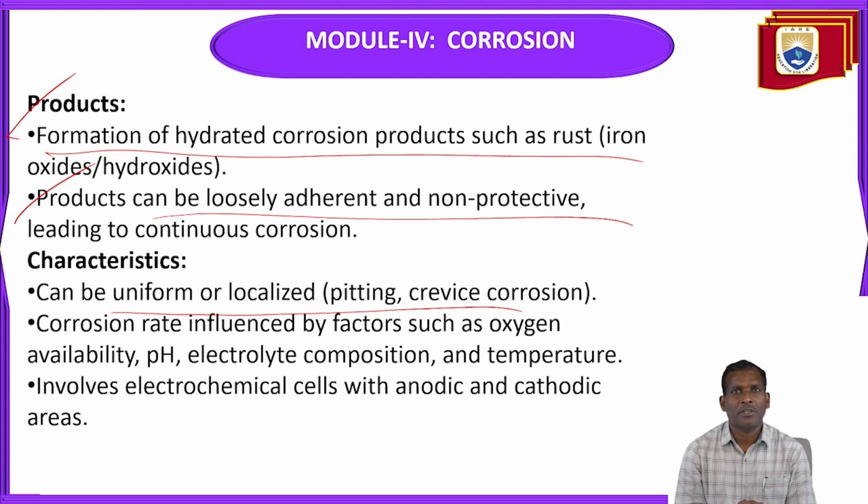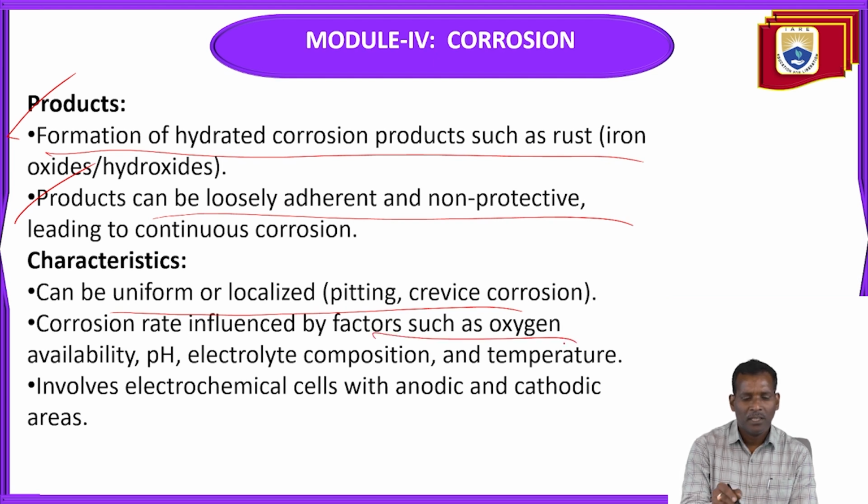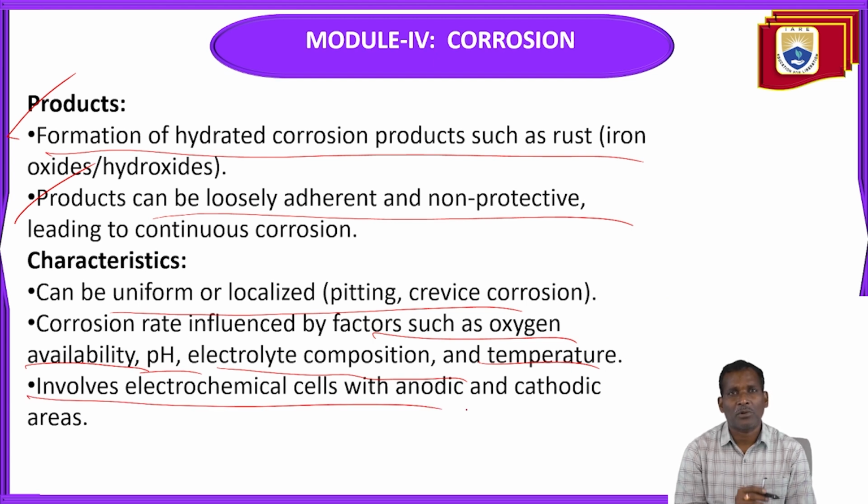The corrosion rate is influenced by factors such as oxygen availability, pH, electrolyte composition and temperature, and it involves electrochemical cells with anodic and cathodic areas. So the corrosion rate is influenced by oxygen availability and pH, and depends upon the electrolyte composition and temperature. All these factors influence the corrosion rate.